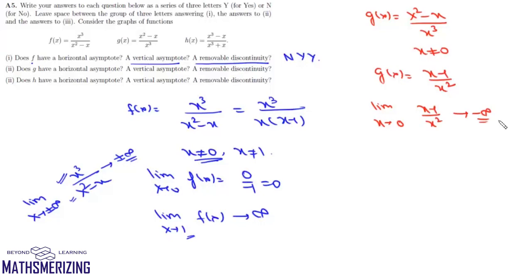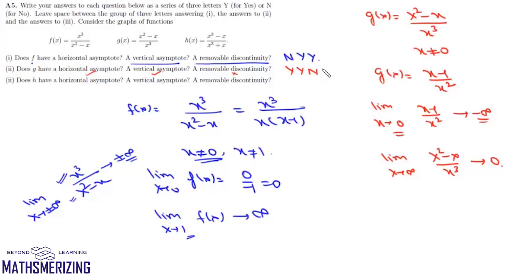So that means this function has a vertical asymptote at x equal to 0 and it doesn't have a removable discontinuity. Now what about a horizontal asymptote? So we'll take the limit as x tends to infinity of (x squared minus x) upon x cubed. Here the power in the denominator is greater than the power in the numerator. So this limit approaches 0. So this function g has a horizontal asymptote, it has a vertical asymptote, but it doesn't have a removable discontinuity. So the answer for the second part will be yes, yes and no.